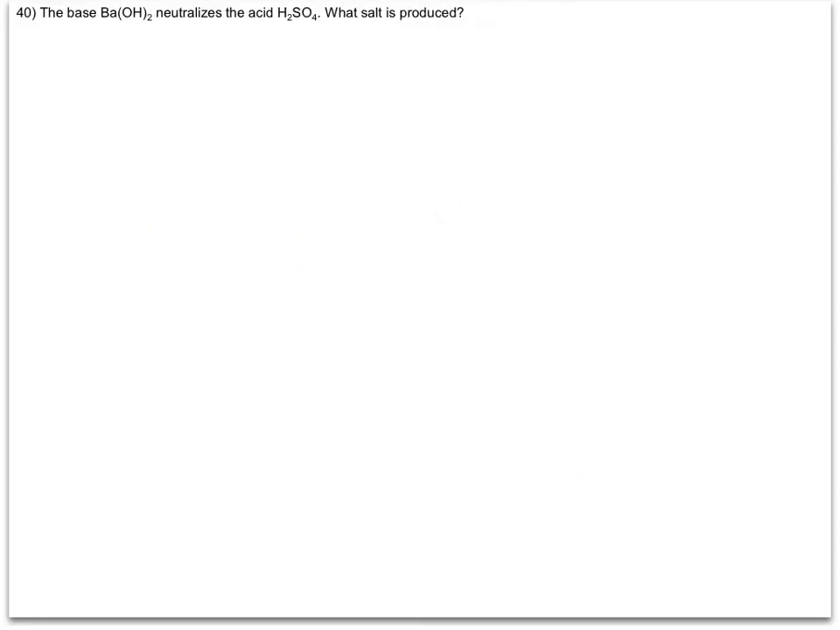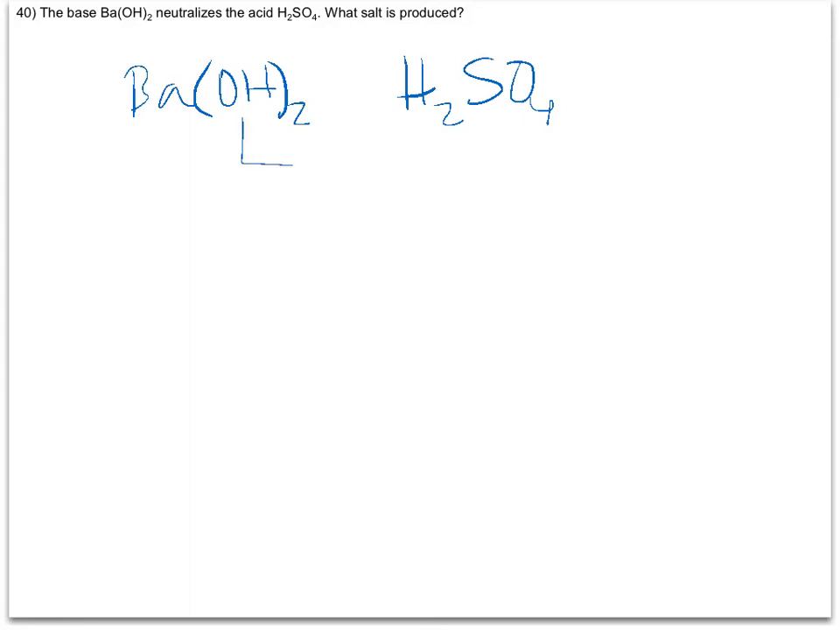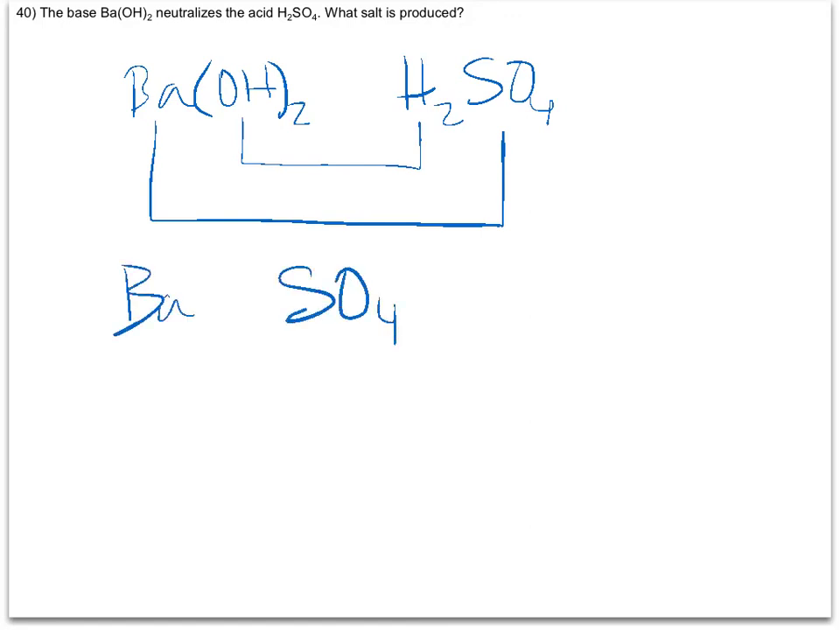All right, last problem on the whole review. The base barium hydroxide neutralizes the acid, and that is sulfuric acid, H2SO4, and we know that's sulfuric acid because of the sulfate. So we have barium hydroxide and sulfuric acid. What salt is produced? Okay, well, remember, when you have a base and an acid come together, that it's double replacement, which means that the OH and the H always go together, and then the other substances go together. So that means you have to put the barium and the sulfate together.